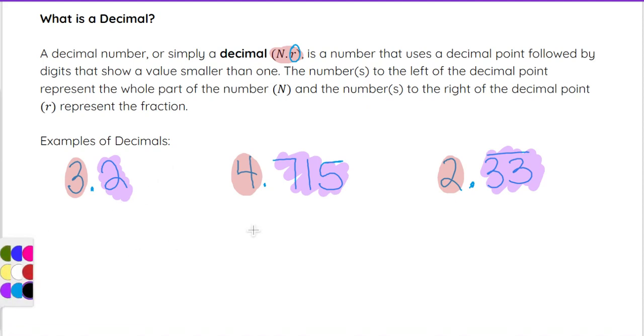Now you could also have a decimal that has a 0 before the decimal point, something like this maybe. This means it's less than 1. It doesn't even have a whole. It's just the fraction or the decimal portion.